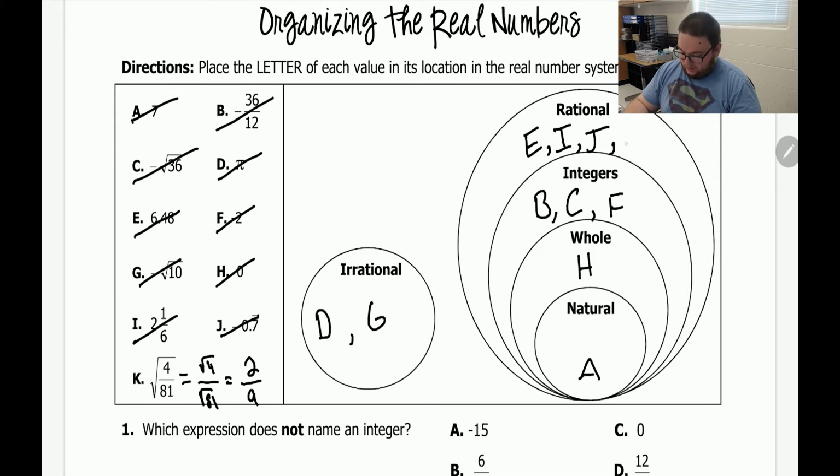So square root of 4 over 81 changed into 2 ninths. So that means that k is going to be rational. We're going to come over here and mark it out. And we're done with this section. If you have any questions about this, let me know. And we're going to move on to the final section of our notes.